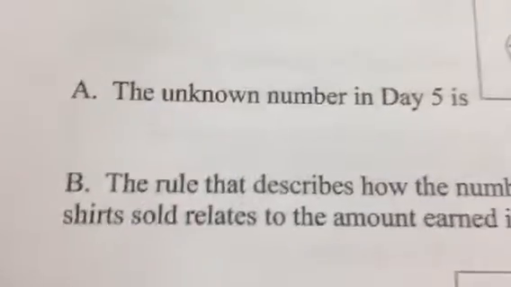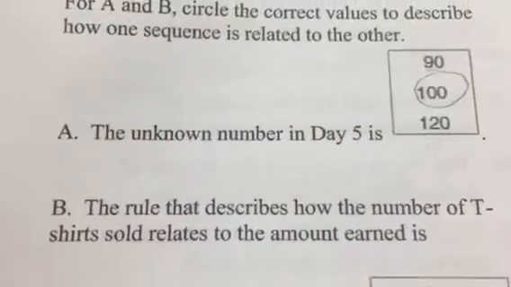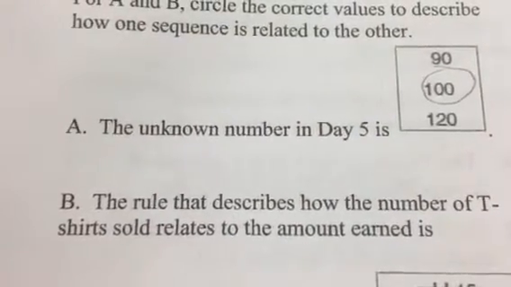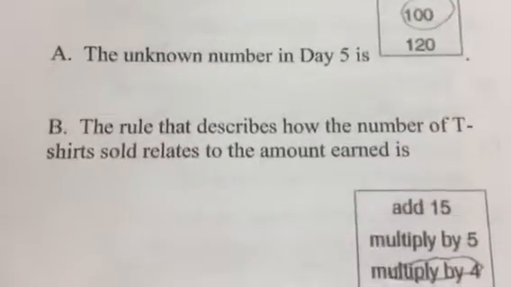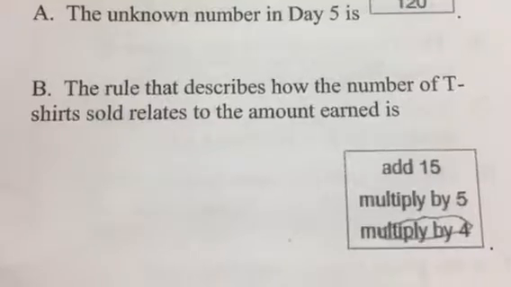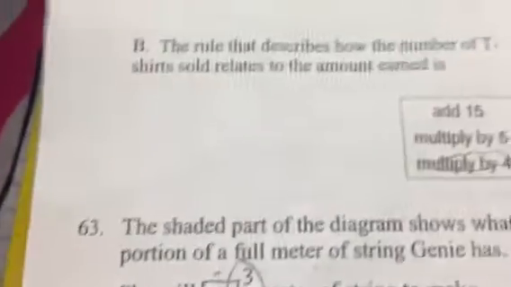Moving on to Part B. Part B says the rule that describes a t-shirt sold related to the amount of money earned is multiply by 4, and that's the one we just identified.